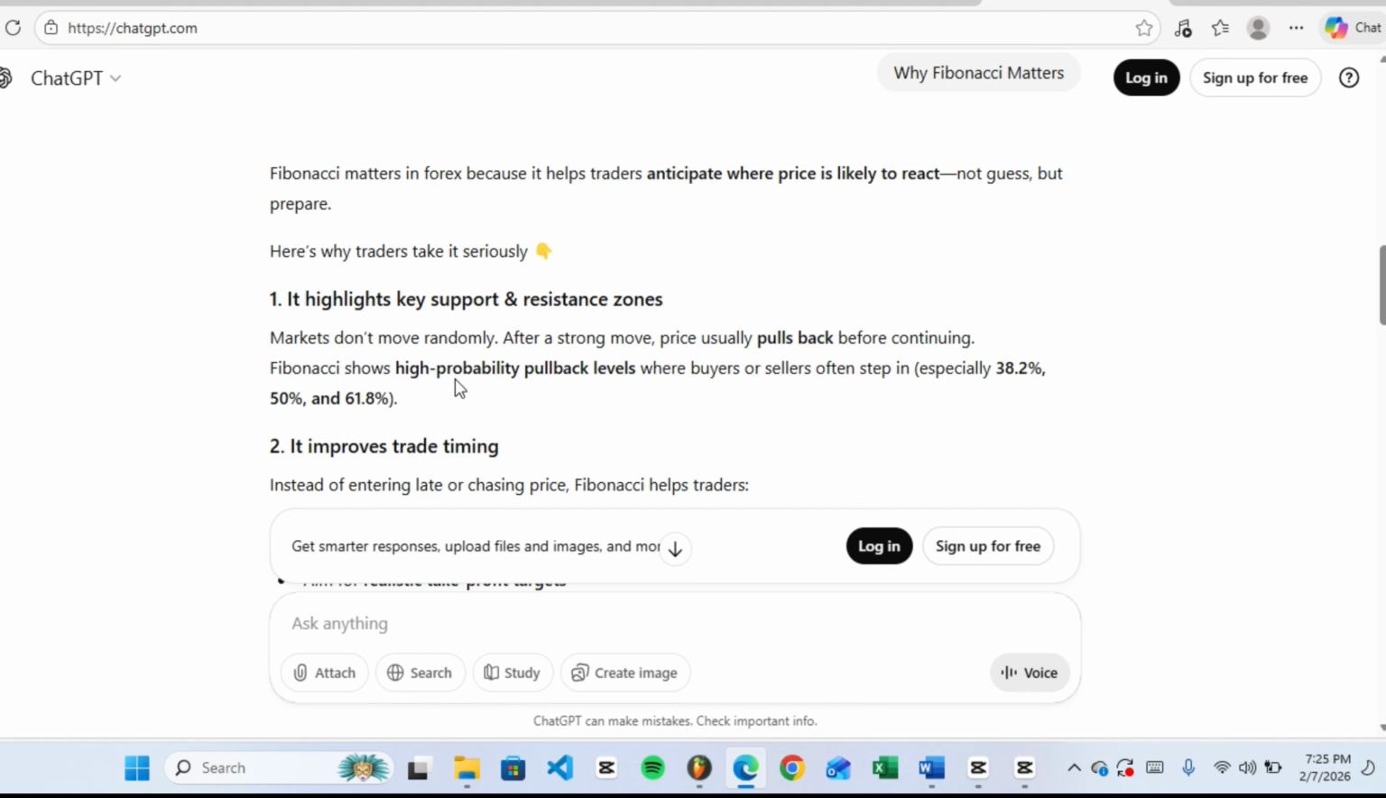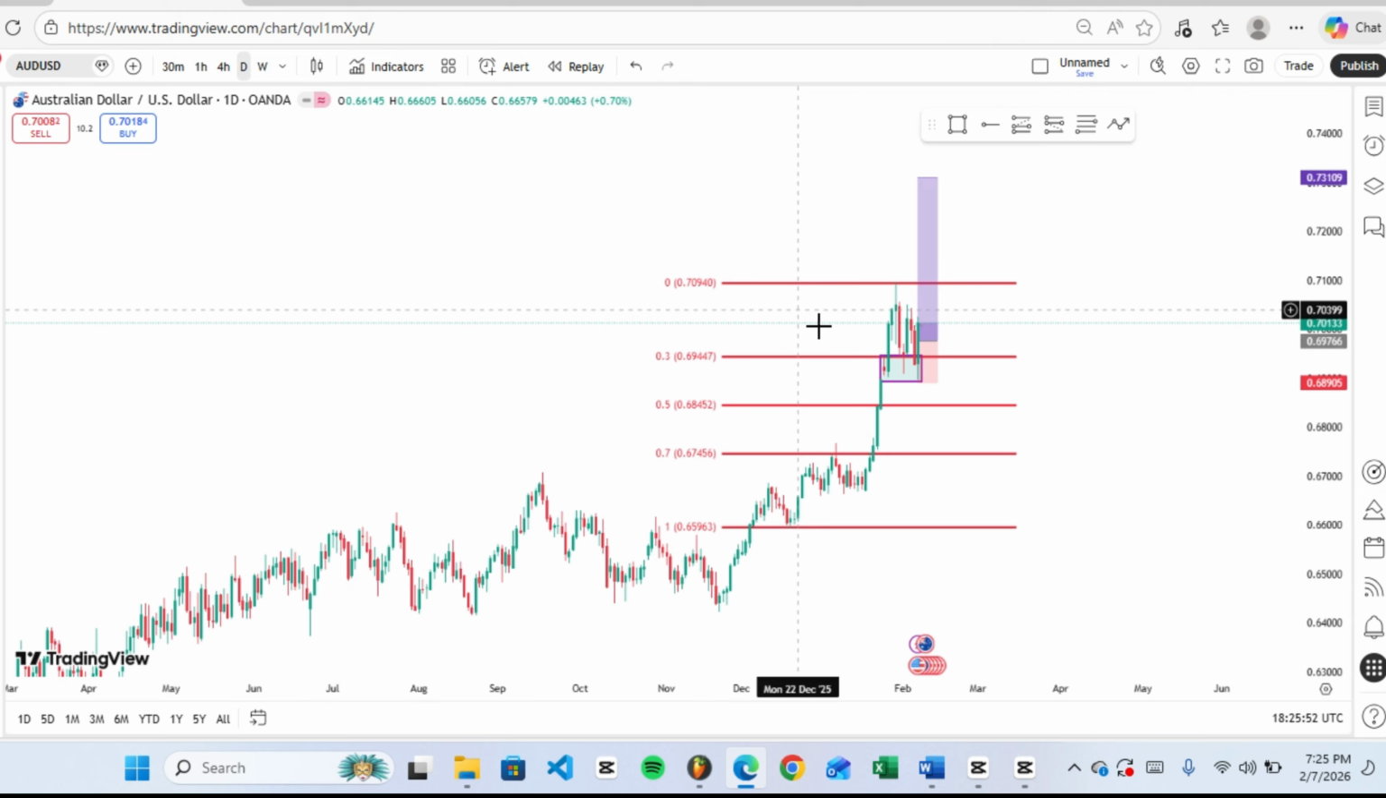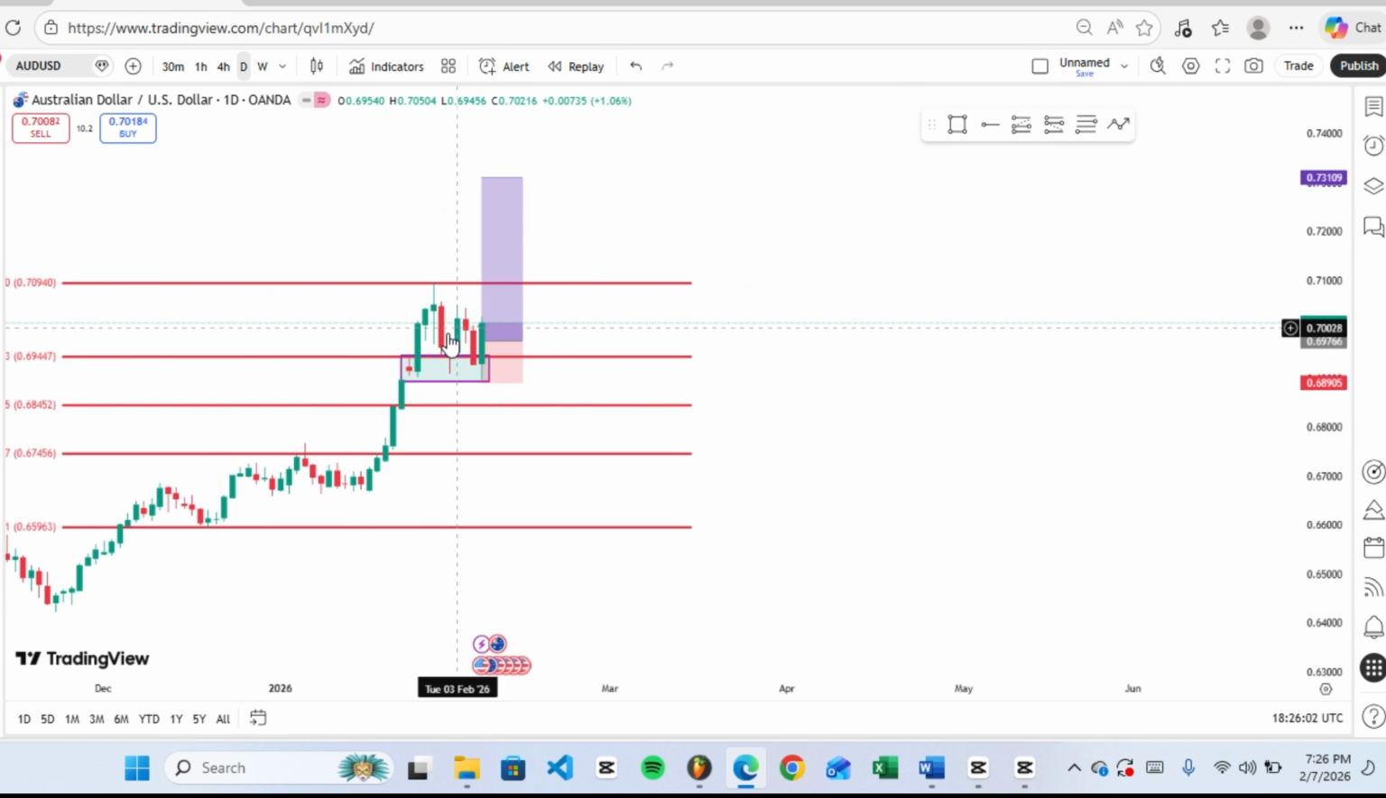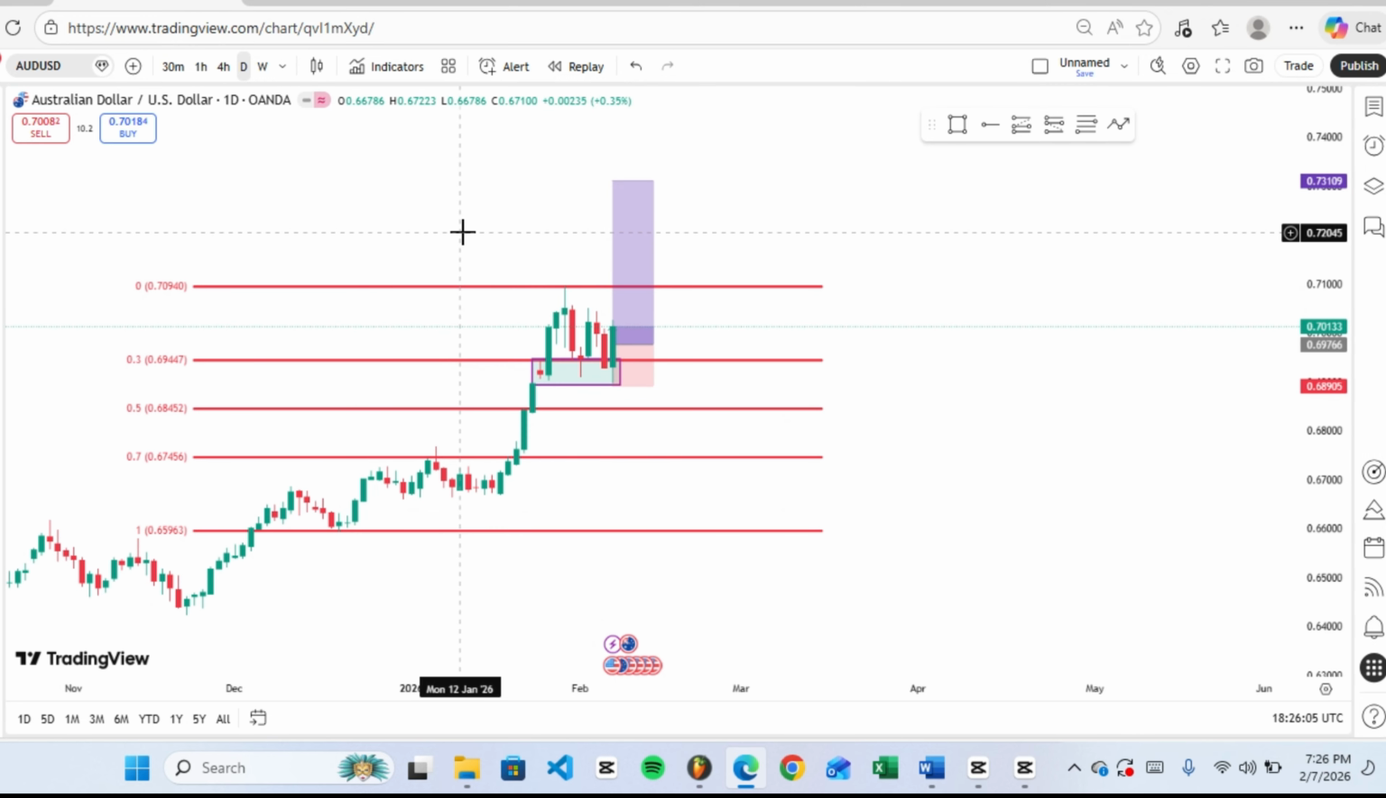So we don't need that much. As I already explained, this is a very good support zone that the market pushed into before it started moving in the buying direction. So that is that.